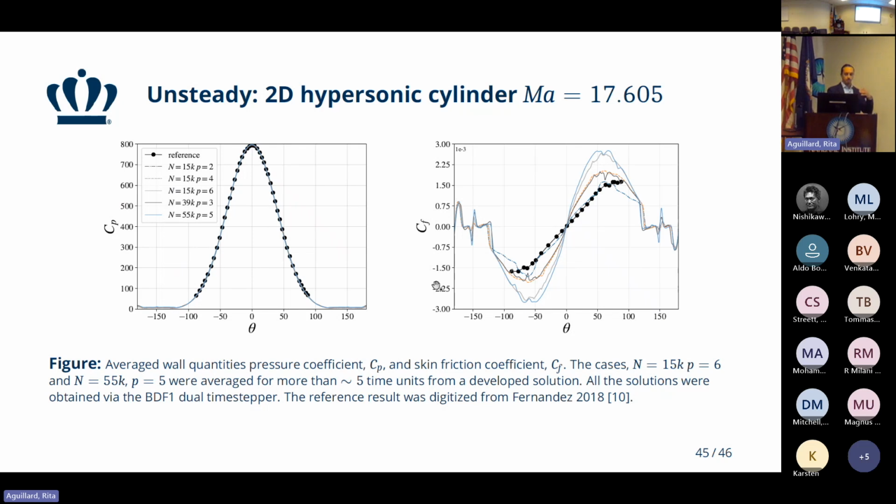We don't have the same thing for the friction coefficient on the right side. It's hard to see, but we're following a little bit these dots, which are the reference, with the 15,000 lowest resolution that we have. But as you increase the resolution and you increase the order, you start to get higher peaks in here. And they seem to be converging to something, but we don't have a reference for this.